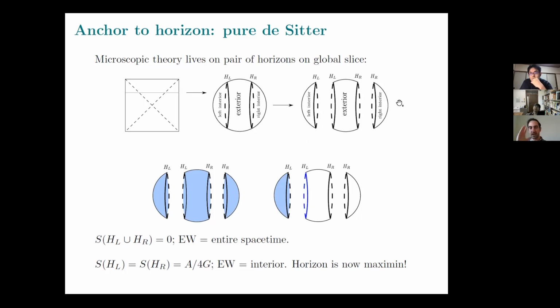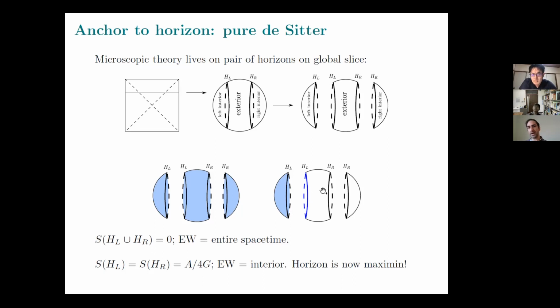This is because of how I set up what the encoding should be like. It can't shrink, and the smallest it can be is to sit right on this horizon itself. And then that just gives you A over 4G, with the entanglement wedge being the interior. This is also what we would want. It's natural to think that a horizon should encode the interior, and this is one way to see that that's what it does.